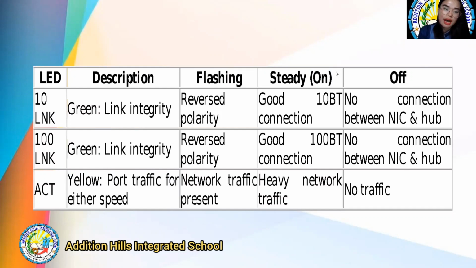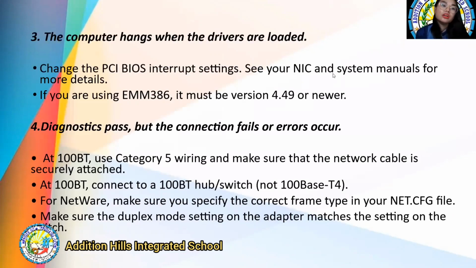The ACT LED is yellow for traffic, for either speed. Flashing means network traffic is present. Steady on means heavy network traffic. Off means no traffic. Number three: the computer hangs when the drivers are loaded. Change the PC BIOS interrupt settings. See your NIC and system manual for more details.